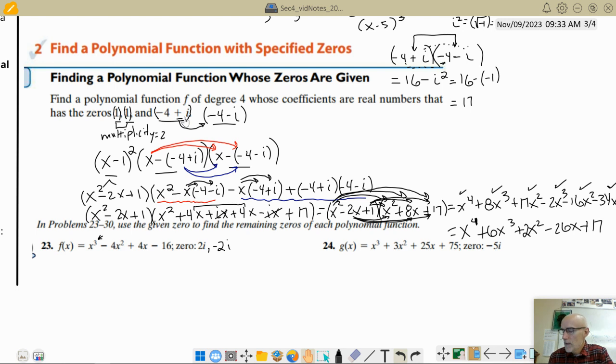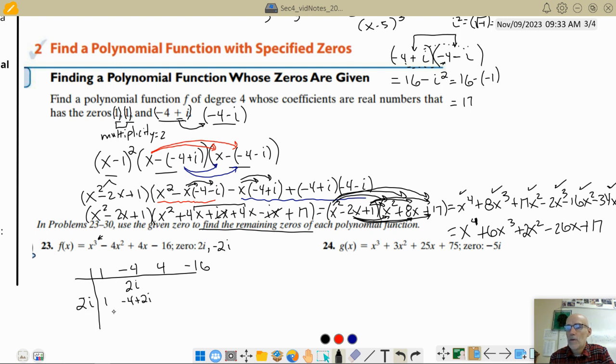What if you're only given one of the zeros? How do you find the other zeros? Because it says find the remaining zeros here. This is almost easier than all of this multiplication. So I'm going to set up a little synthetic substitution. I'm going to go 1, negative 4, positive 4, negative 16. I'm going to put one of the zeros right down here, 2i, and do my synthetic substitution. So 2i times 1 is 2i, and then I add together, so I get negative 4 plus 2i.